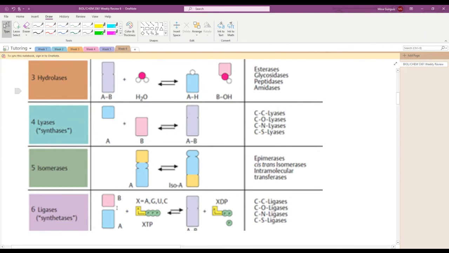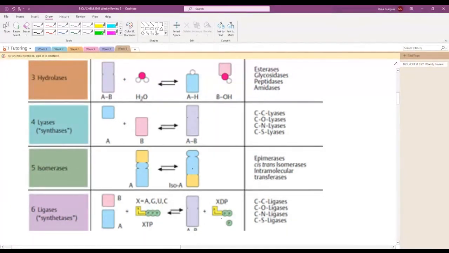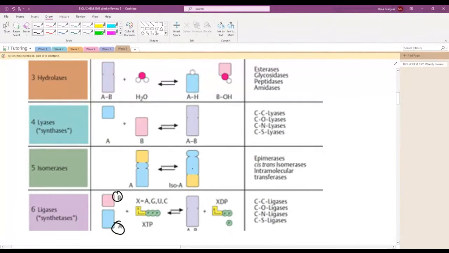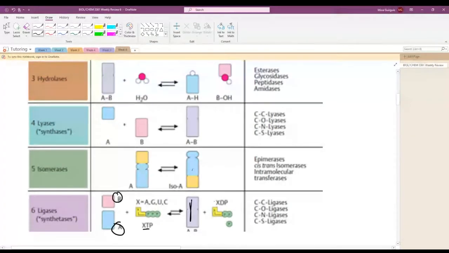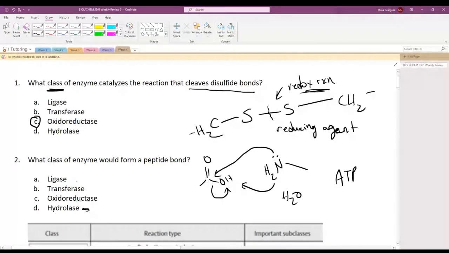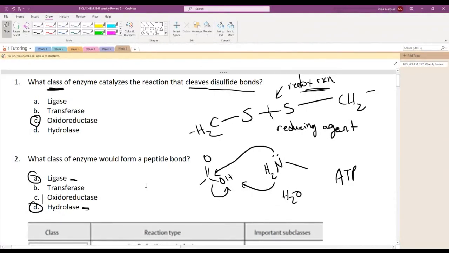So in this diagram we see here, structure A and structure B are coming together, and this XTP is just ATP, GTP, UTP, or CTP, bringing the 2 of them together. So this is A and B, and it's using ATP to do so. And so that is a ligase. And that's actually what we have in our body forming these peptide bonds and forming these proteins. So the answer to this question would actually be either of these. However, based on just the mechanism, I'm going to go with the hydrolase.